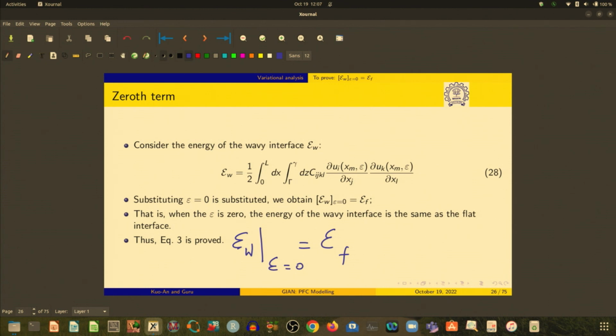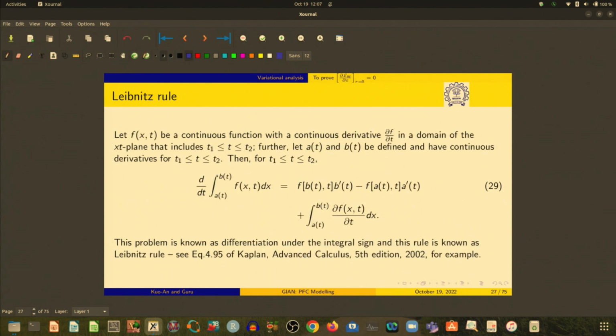Now, the second term. We are only looking at elastic energy, bulk elastic energy, no interfacial energy. For this there might be an associated interfacial energy, for example, when you have a perturbation. We are not looking at it, we will discuss that in the end. Now, to prove the second result, the necessary condition, you need what is known as Leibniz rule.